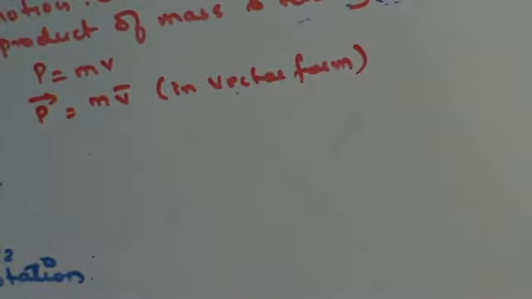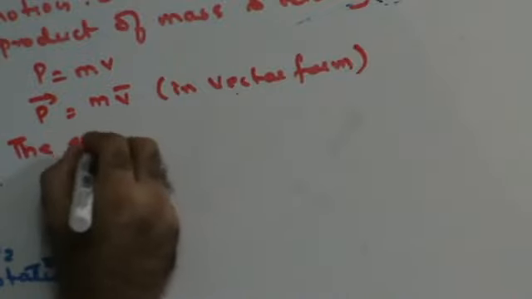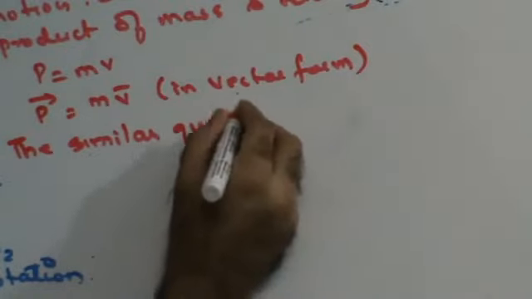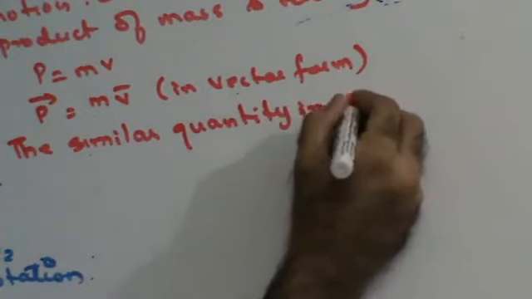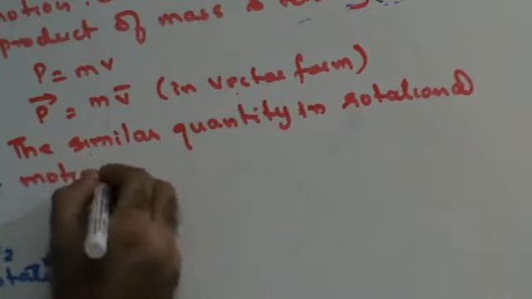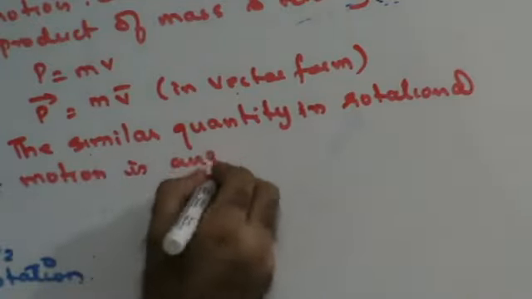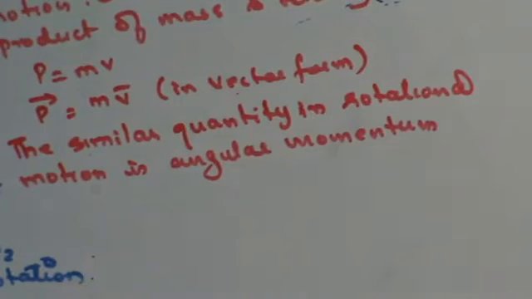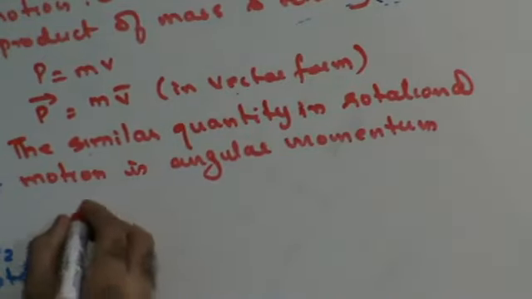Now, what is angular momentum? It is analogous to linear momentum. Its analogous quantity in rotational motion is angular momentum, right? So I can say that the similar quantity in rotational motion is angular momentum, right? And it will have the same definition.